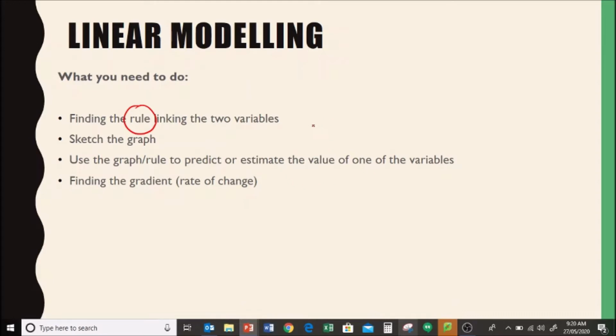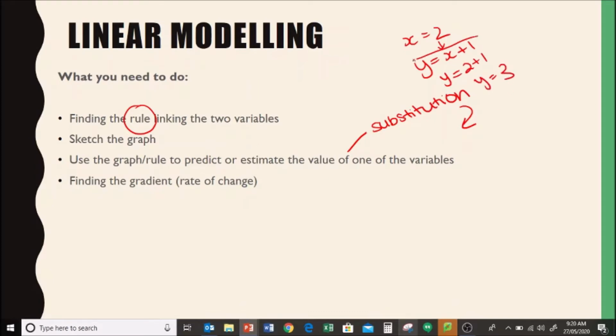So when we go over the rules, it will be through a substitution method. If you've forgotten what that is, that's when you put the value into the equation. So if I had x equals 2 and the equation was y equals x plus 1 and it said find the value of y, you'd put x equals 2 into here. So it becomes y equals 2 plus 1, y equals 3. So we could say that y equals x plus 1 is an example of a rule.